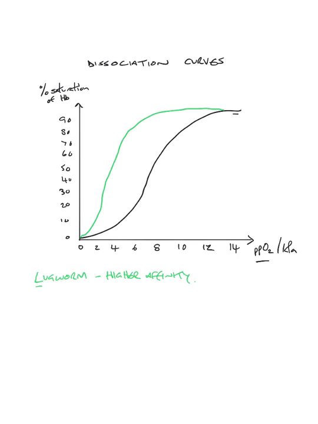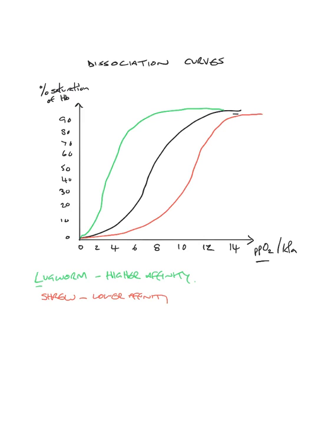But we also said there are some organisms that don't have a problem getting the oxygen in, but they need it released into the tissues because they have high levels of respiration. And our example for that was our little shrew, which has a lower affinity. And that moves the curve to the right.